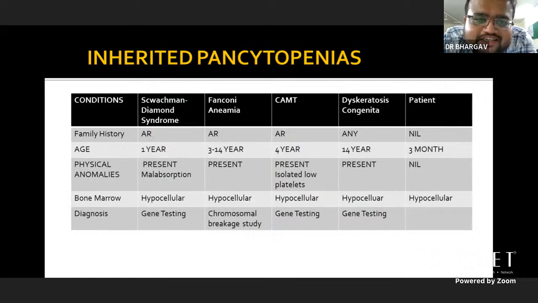So as Mukesh sir has told, to rule out inherited pancytopenias, conditions like Diamond-Blackfan syndrome, Fanconi's anemia, congenital amegakaryocytic thrombocytopenia, and dyskeratosis congenita were thought of. But our patient's age does not fit into all 4 diseases considered as inherited pancytopenias, and the age of presentation is also not fitting our patient's situation. So these were ruled out, sir.